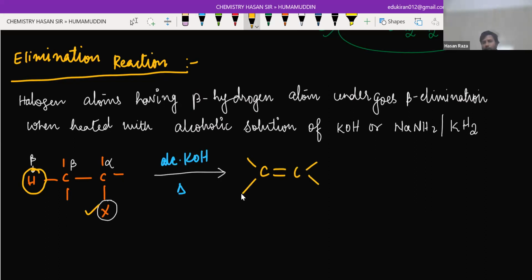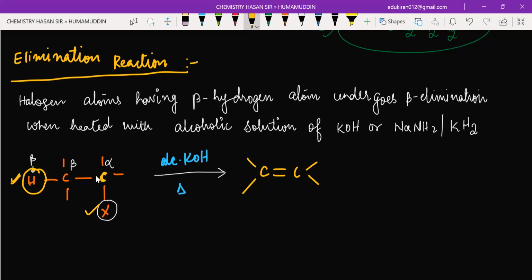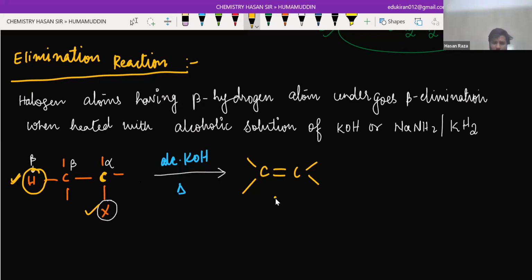So you have to first recognize which one is alpha and which are the beta carbons. It is not necessary that there will be only one beta carbon. The carbons directly attached to the alpha carbon are your beta carbons, and the hydrogen connected with them is called beta hydrogen. Is that clear? Yes, sir. Please do write it. This is your alkene.